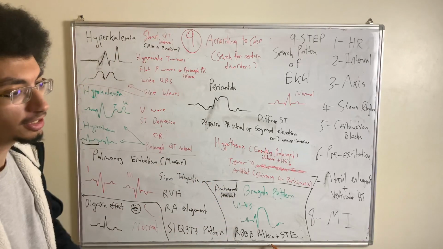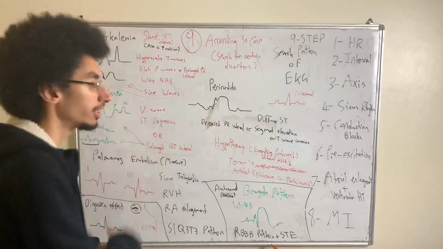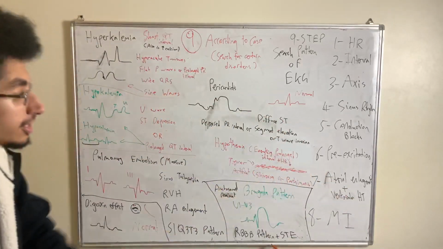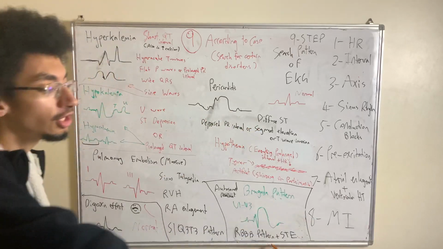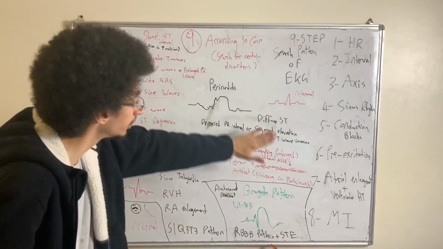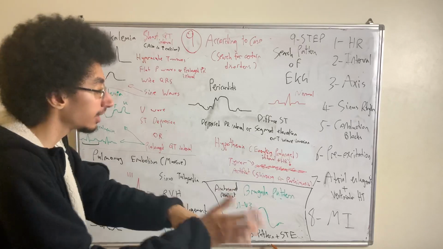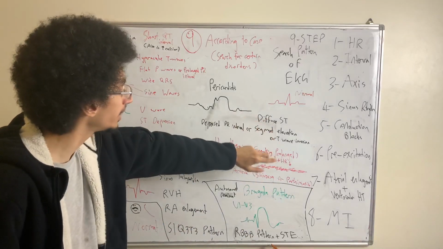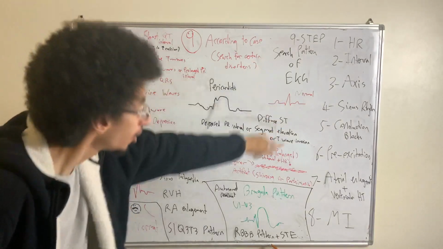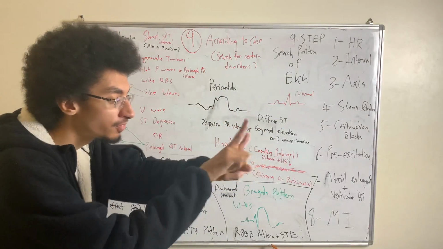So that's regarding pericarditis. Either depressed PR interval, diffuse ST segment elevation, or instead of ST segment elevation, you see T-wave inversion. They don't occur at the same time. Unlike in STEMI. In STEMI, you might have both of them. But in pericarditis, you might have either ST segment elevation or T-wave inversion, but not both of them together.